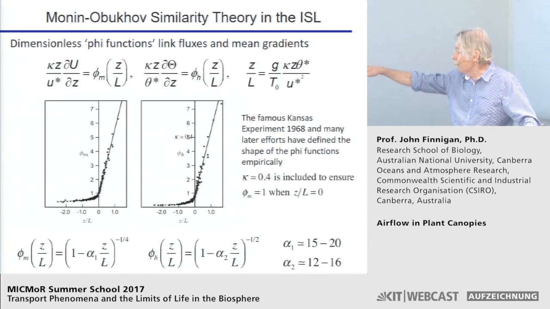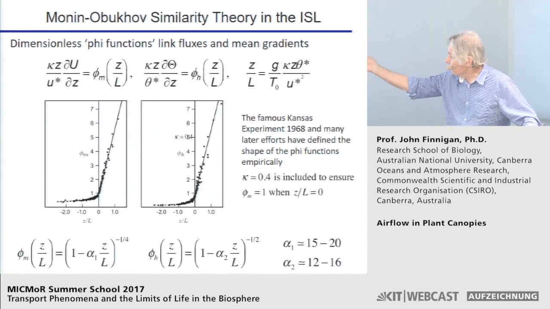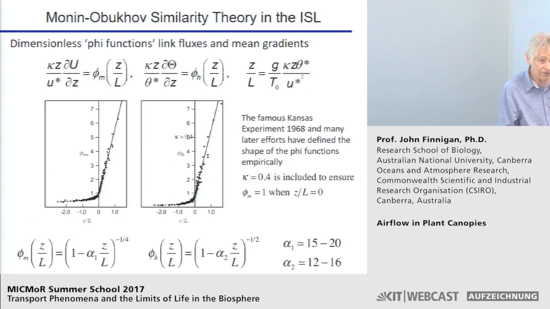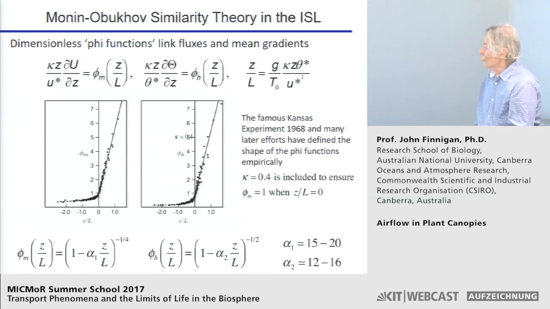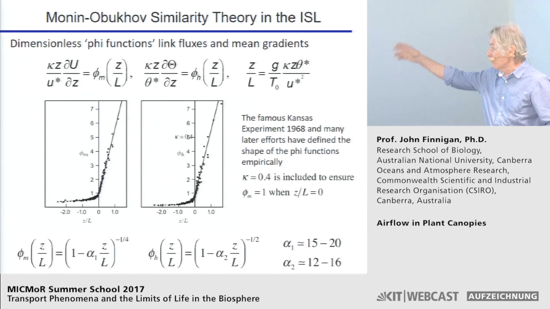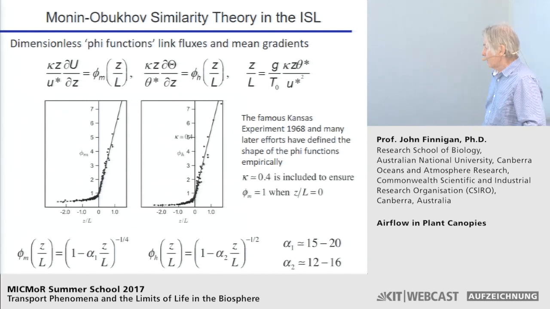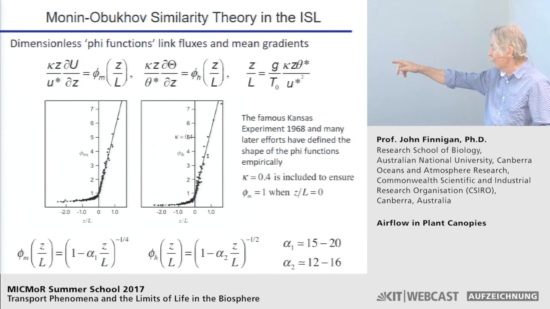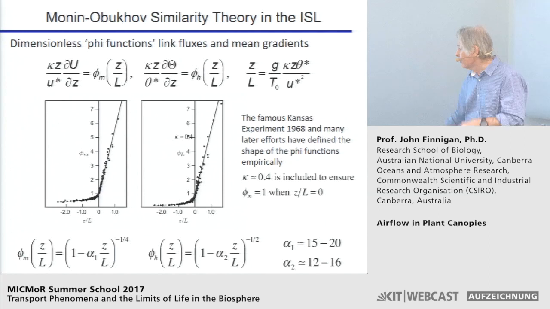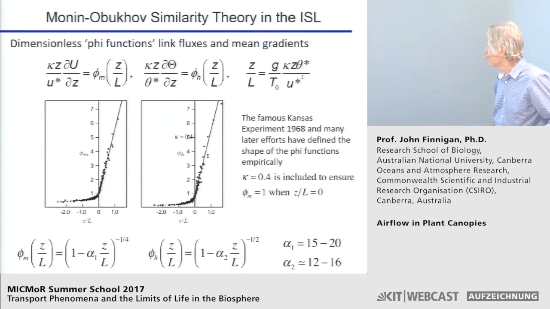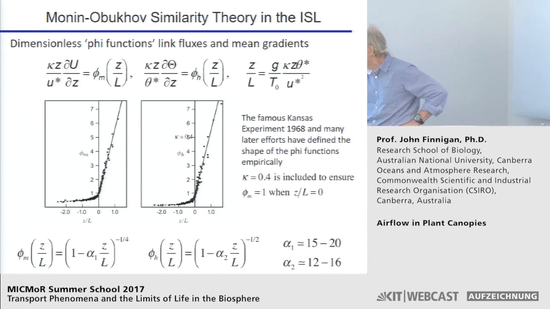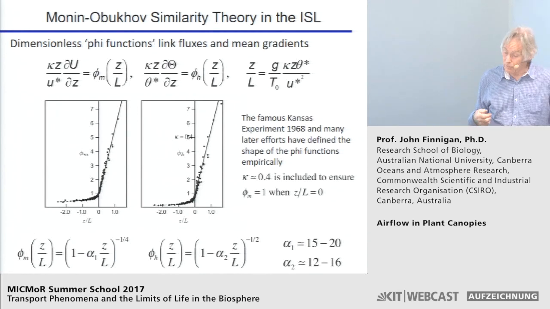But they have that form that the phi function for momentum, on the unstable side, that's to the left of the line, z upon L is like the Richardson number. If it's negative, it means that buoyancy is adding to the shear turbulence. If it's positive, buoyancy is suppressing the shear turbulence. On the unstable side, it goes like (1 minus alpha 1 z/L) to the minus a quarter, that funny shape. The heat flux phi function is similar with a minus a half, and the values for alpha 1 and alpha 2 are subject to a lot of argument, and people do different experiments in different places and come up with different numbers. As I said, k equals 0.4 is included in all those formulas to make sure that the phi function is 1 when z upon L is 0.